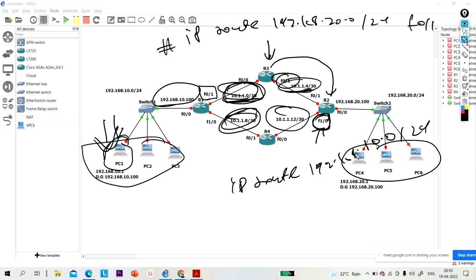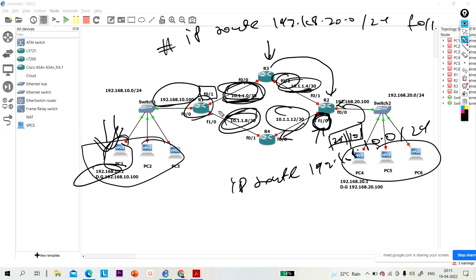So when this machine generates a reply, the source will be 20.1 and the destination will be 10.1. Now when this router receives this packet, it will check its routing table for the 10 network. The exit interface will be this one, so the router will forward to R4. Now in the routing table of R1 you have to inject this network. So we are doing load balancing on the basis of exit interface.